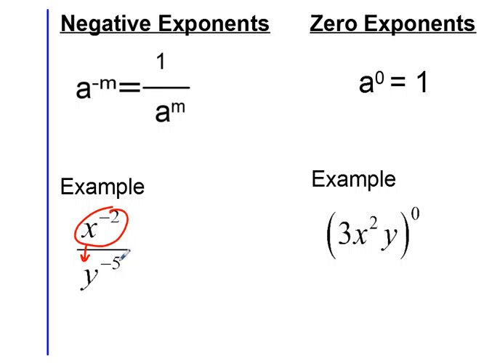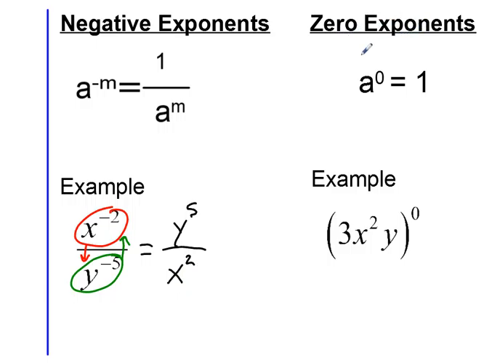The y has a negative 5 exponent. To be a positive 5 exponent, he wants to move up. So they are just going to switch their spots to turn their negative exponents into positive exponents. The y will be positive 5 on top, and the x will be positive 2 on bottom.